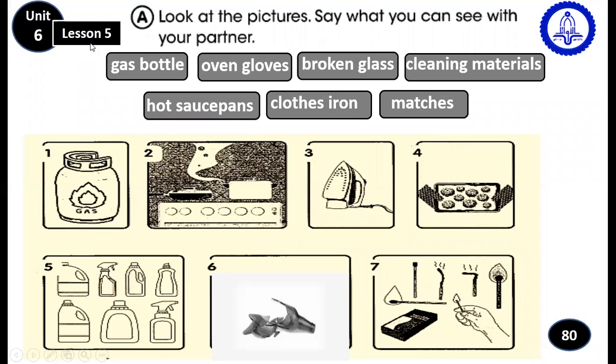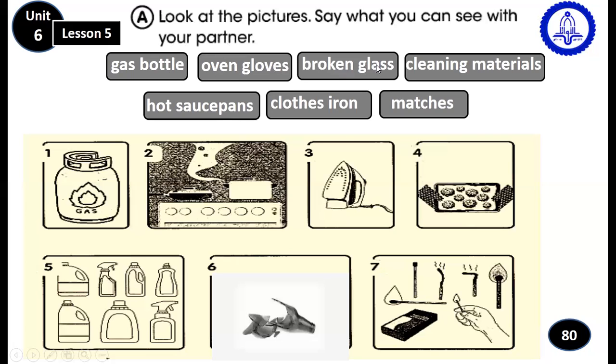Today I'm going to explain Lesson 5 of Unit 6 in your activity book, pages 80 and 81. We will start with Activity A. He said, look at the pictures. Say what you can see with your partner. Here in the middle part of this page, we have 7 pictures.